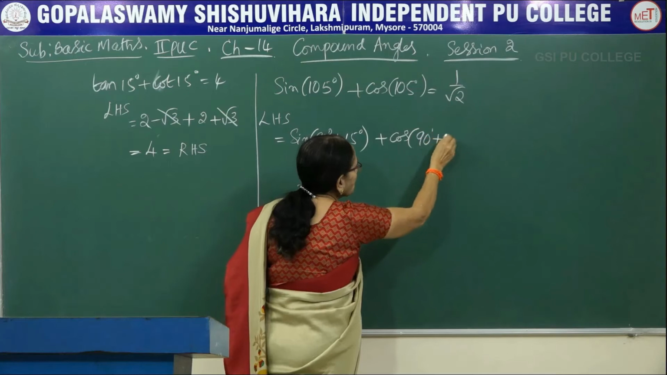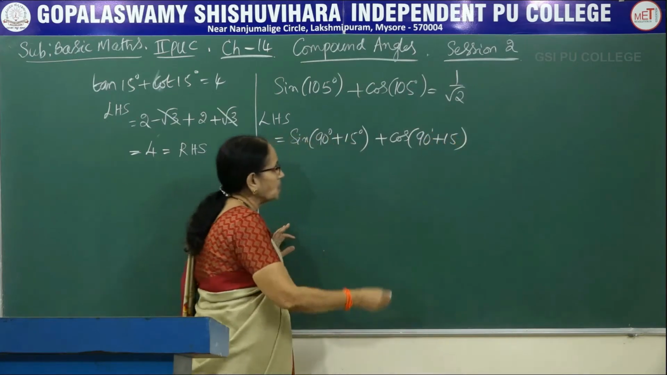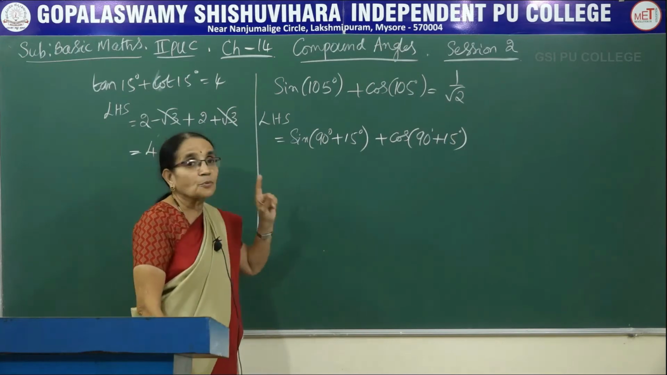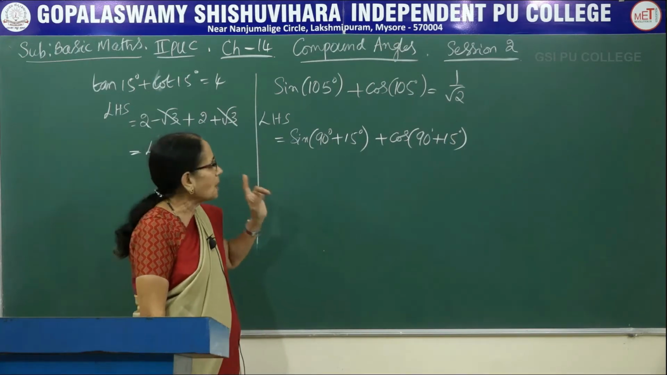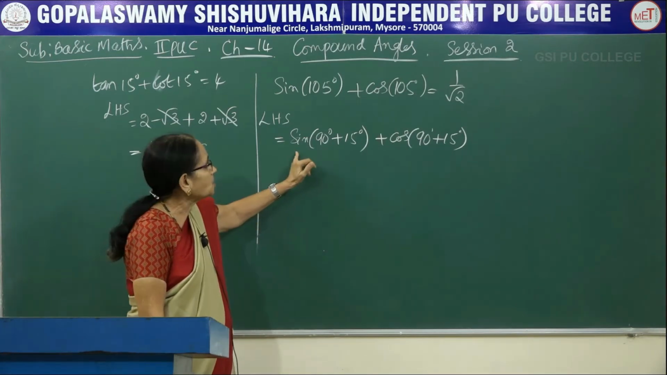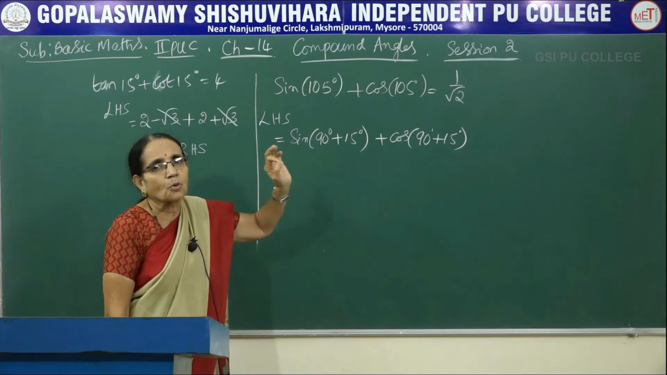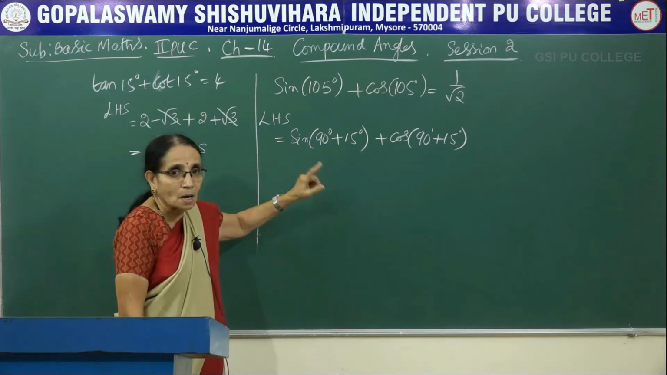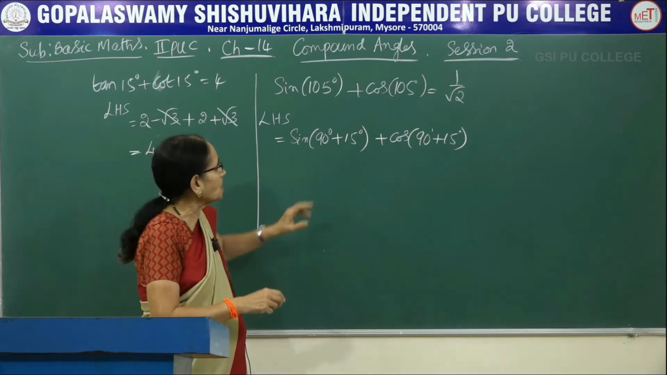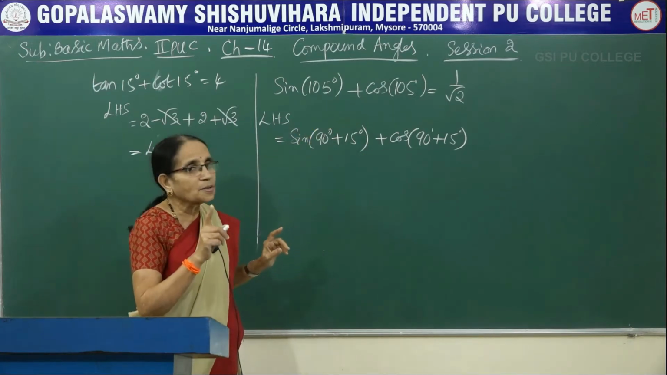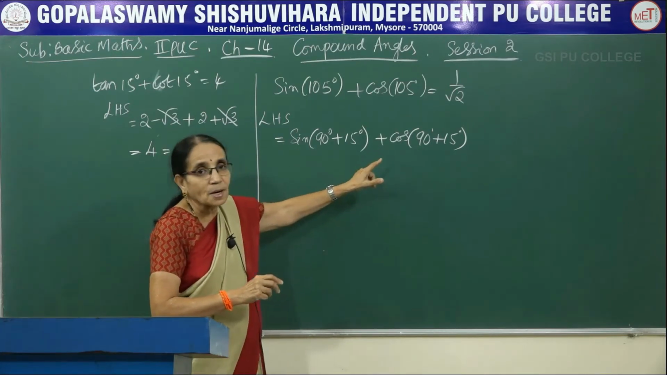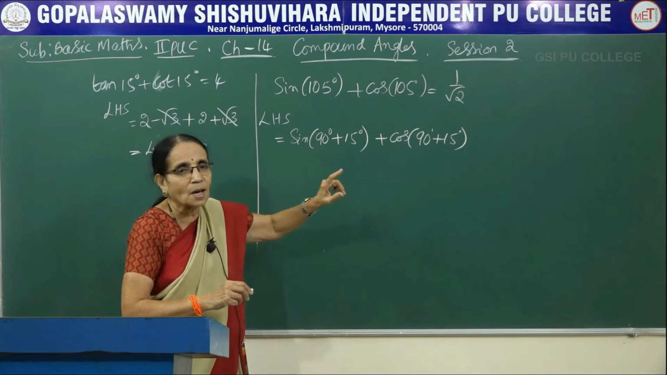Similarly, this is cos of 90 plus 15. Now use the first rule. Remember the first rule: if the angle is expressed as 90 plus something or 90 minus something, the function would be changed over to its co-function. So sin will become cos and cos will become sin, because they are co-functions. But remember, 105 lies in the second quadrant, where only sin is positive and cos is negative. You have to remember the sign as well as the rule.